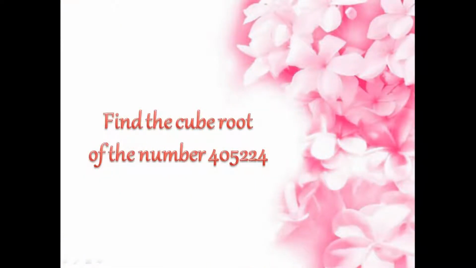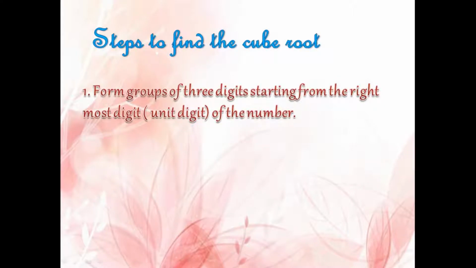Find the cube root of the number 4,05,224. The first step is to form groups of 3 digits starting from the rightmost digit of the number.